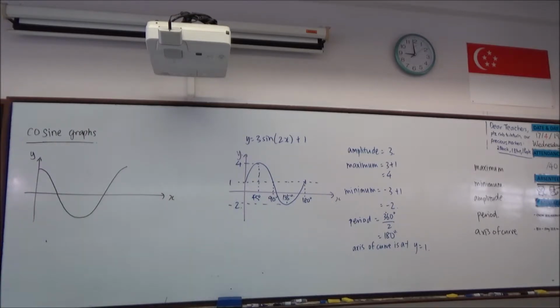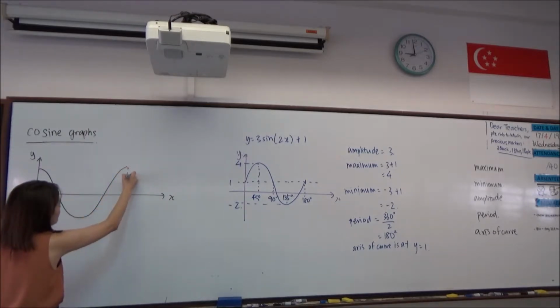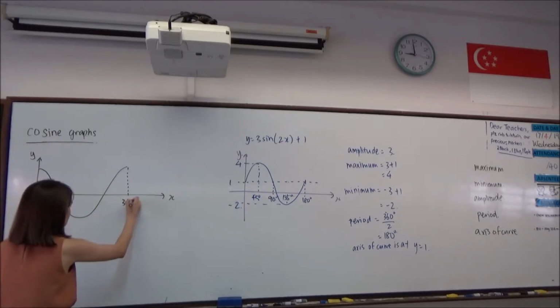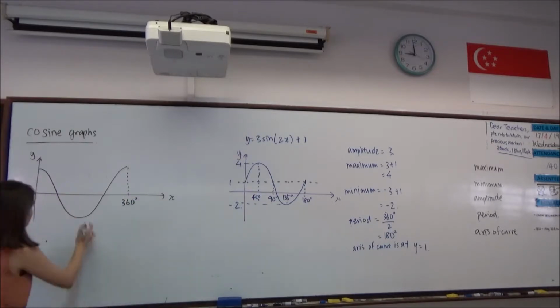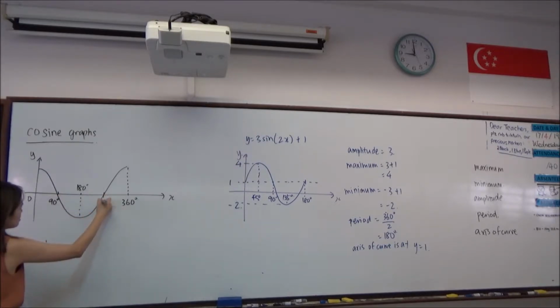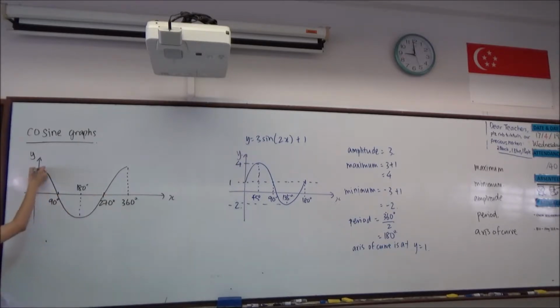It will look like that, right? So what would the period be? What's the period going to be? 360 also. Okay, then after that, you will be able to demarcate the rest of the values. So similar to sine graphs, the maximum and minimum are the same, 1 and -1.